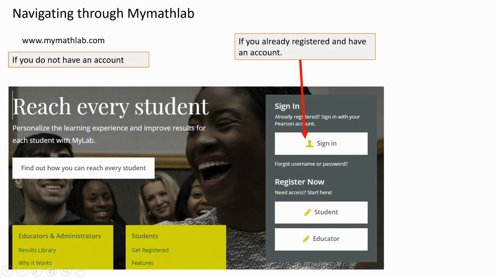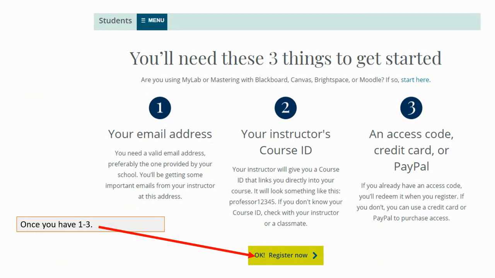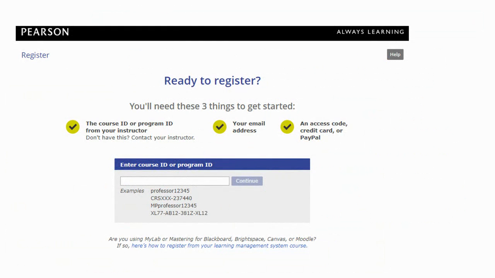If you do not have an account, which is the first time you're going to be using MyMathLab, you're going to have to register. So you're going to go to student and click there. Once you click on student, it's going to take you to this page here. You'll need these three things to get started. Once you have those three things, you're going to hit OK, register, and it's going to take you to this page here.